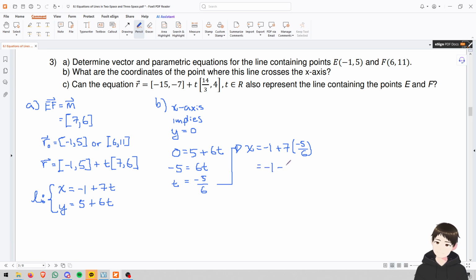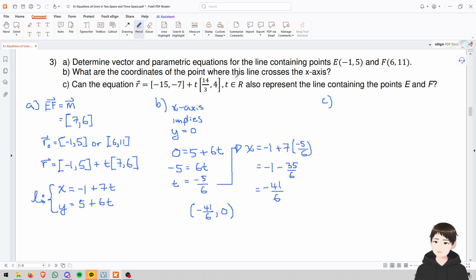Negative 1 minus 35 over 6. So that's 6 over 6. I have negative 41 over 6. So my x-intercept is going to be there. What are the coordinates of the point where this line crosses the x-axis? I'm looking for the x-intercept. Done.